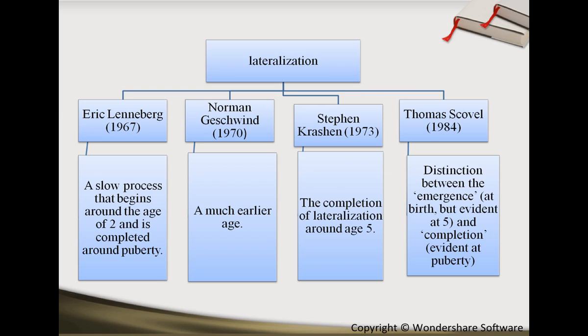And then Thomas Scovel made a distinction between the emergence of lateralization and also the completion of lateralization. He said that lateralization emerges at birth, but it is not obvious or evident until the age of 5. And he said that the completion of this is evident at puberty. Does it make sense? That is to say, it starts early, but it becomes evident only after the age of 5, and towards puberty it goes on into later age.